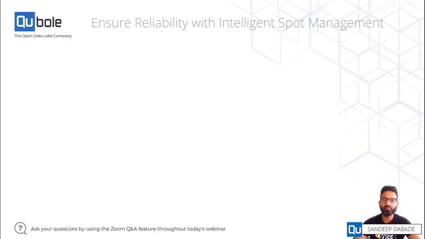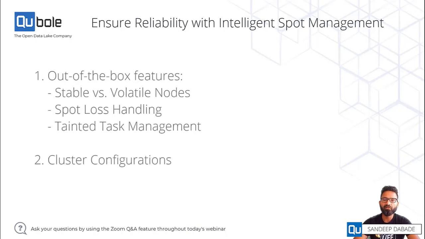Qubole platform out of the box provides features that are geared towards ensuring reliability in high Spot clusters. The intelligence includes provisioning of important daemons like application master on stable nodes. With that, if a task fails due to Spot loss, application master can retry those tasks on surviving nodes.